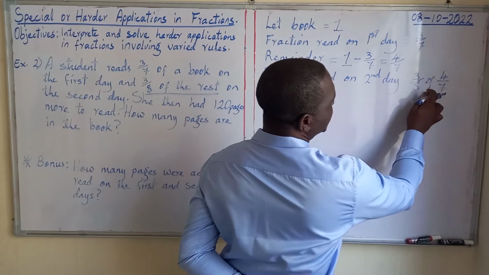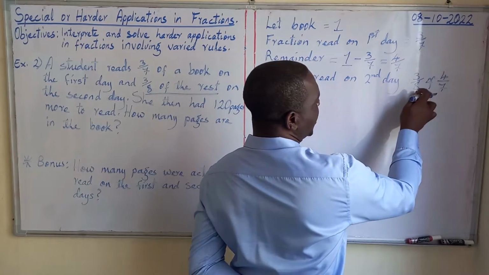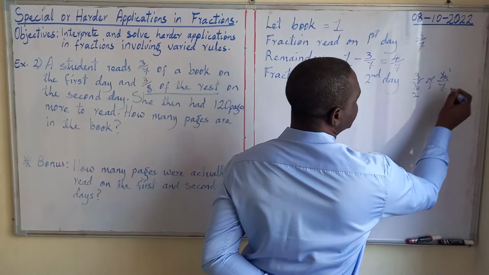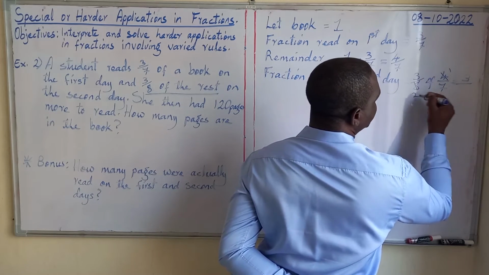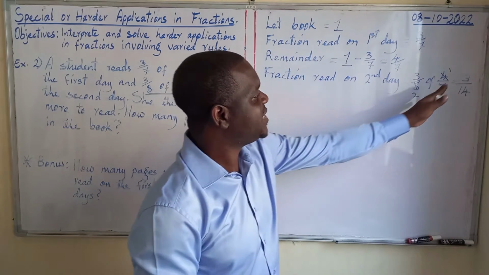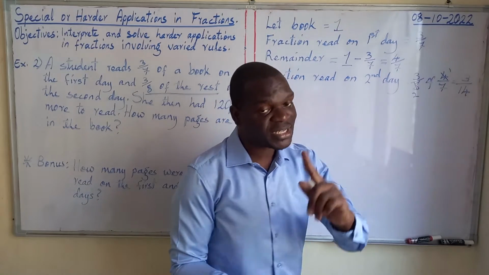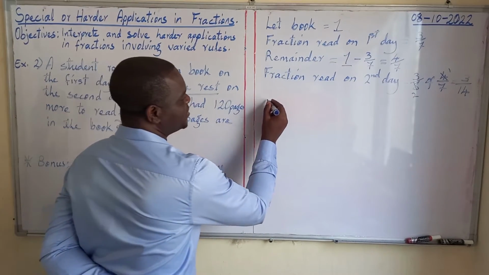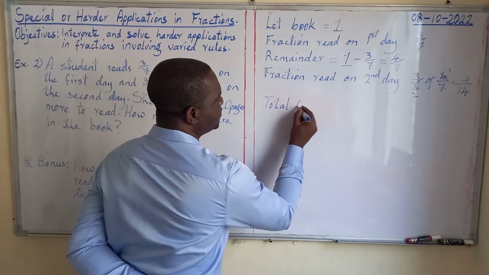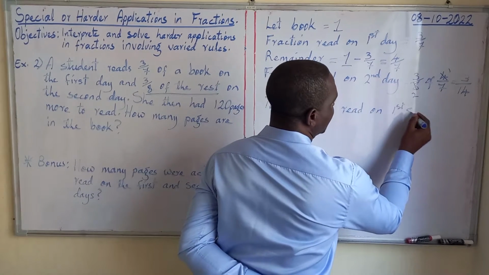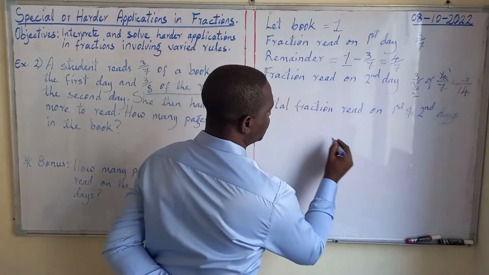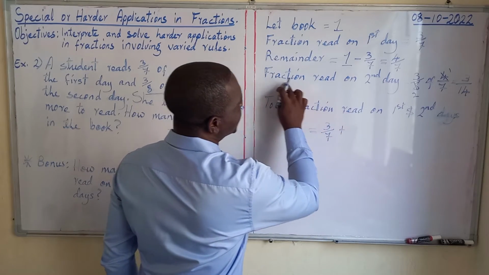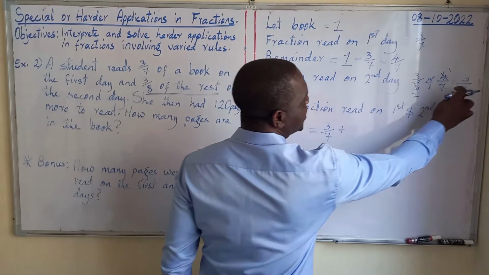This is multiplication, and here we have a numerator and a denominator that can simplify. 4 can go into itself 1 time and 4 into 8 2 times. So at this level we have 3/2 times 7, 14. So the fraction read on the second day is 3/14 because it is 3/8 of the rest. Let's move forward. Total fraction read in these 2 days. Total fraction read on first and second days will be 3/7 plus fraction read on second day. Remember, it is not 3/8 but it is 3/14.